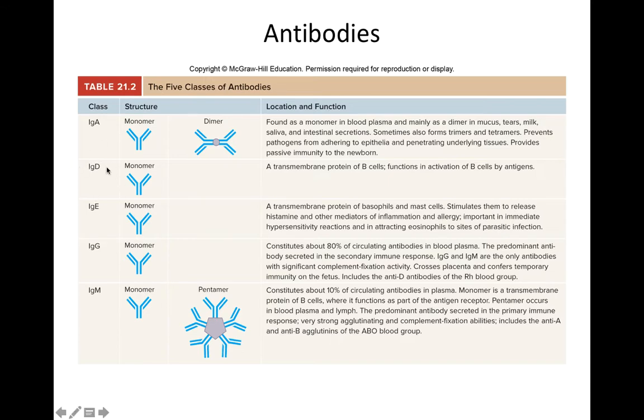IgD, we don't know that much about, other than it is a receptor on B cells and likely is going to function in their activation. That's as far as we have determined what's going on with them.